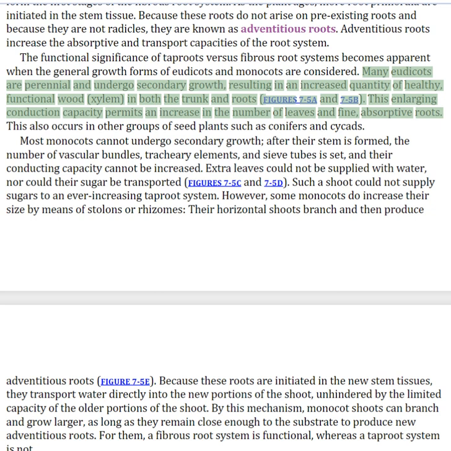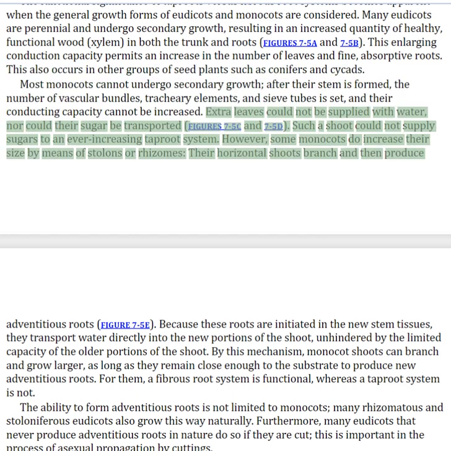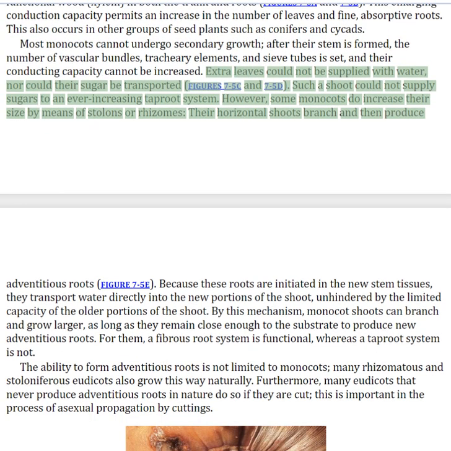This enlarging conduction capacity permits an increase in the number of leaves and fine, absorptive roots. This also occurs in other groups of seed plants such as conifers and cycads. Most monocots cannot undergo secondary growth. After their stem is formed, the number of vascular bundles, tracheary elements, and sieve tubes is set, and their conducting capacity cannot be increased. Extra leaves could not be supplied with water, nor could their sugar be transported. Such a shoot could not supply sugars to an ever-increasing taproot system.